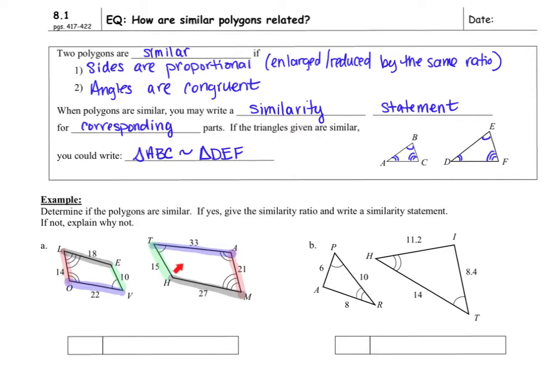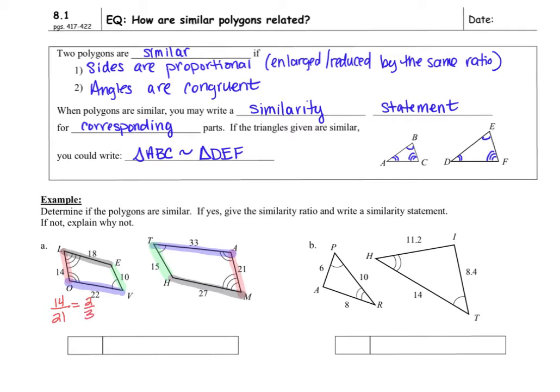To see if these two are similar, we need to figure out if their sides are proportional and see if they are all enlarged by the same ratio. So now that we know which sides are corresponding, let's start writing some ratios. Let's take this side and this side, the side I highlighted in red. If we write a ratio of the small polygon to the larger polygon, 14 over 21, if you divide both of those by 7, you get 2 over 3.